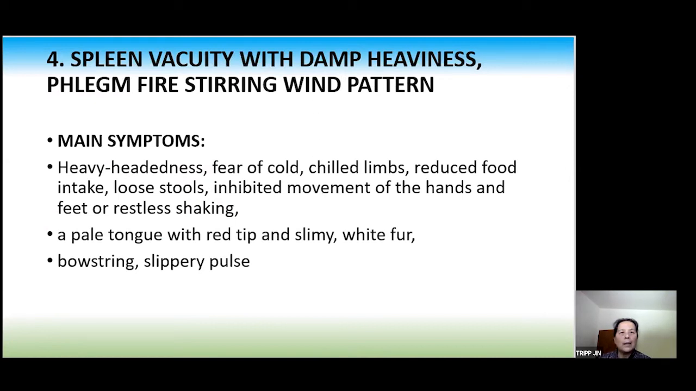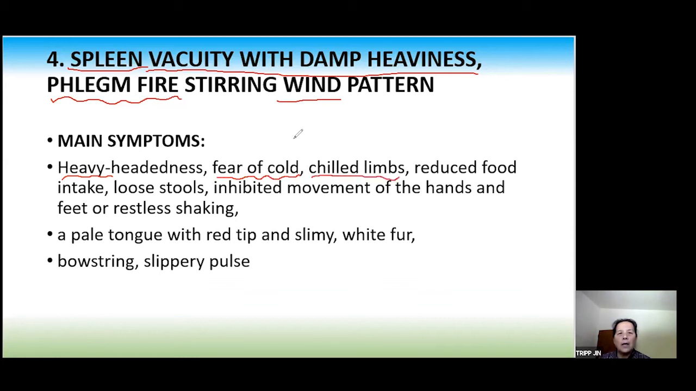Then we're talking about the pattern we call spleen deficiency with dampness, and dampness with phlegm, heat, and generally a wind condition. The symptoms for this one: heavy sensation. People with a dampness condition, the key symptom is heaviness, which can be heaviness on the head or maybe heaviness in the chest, and still possible aversion to cold and chill.